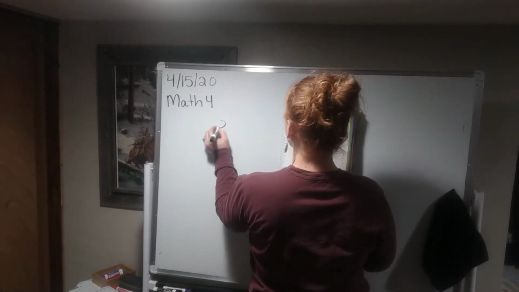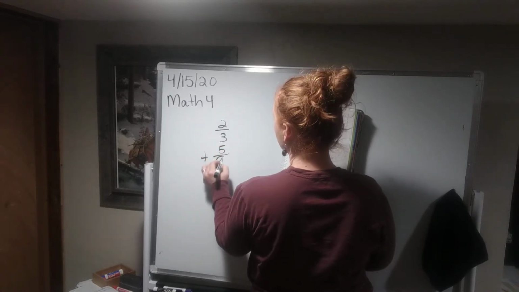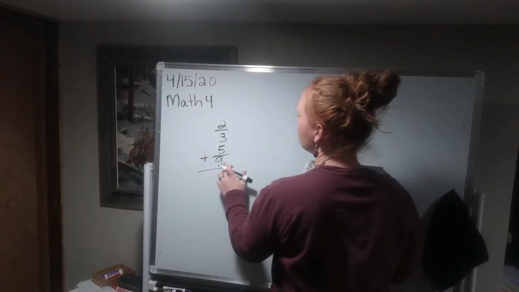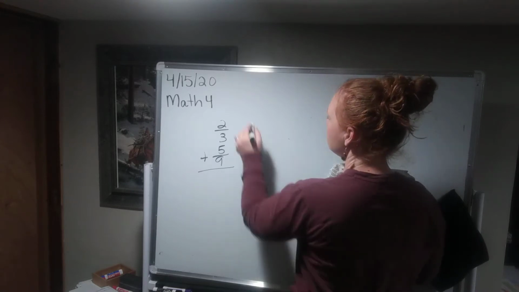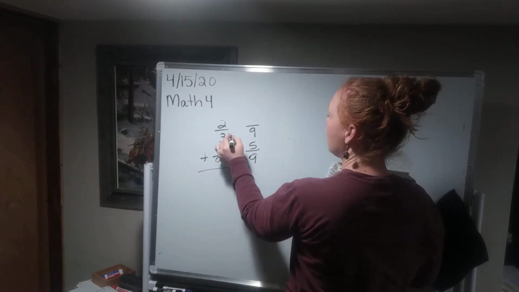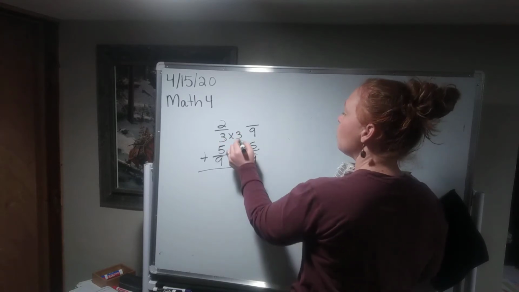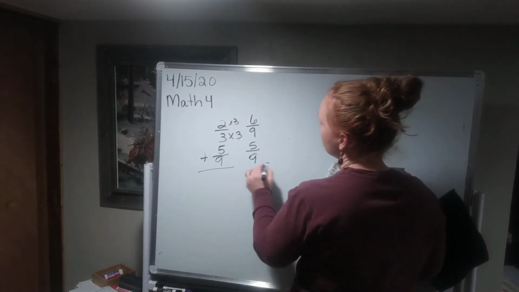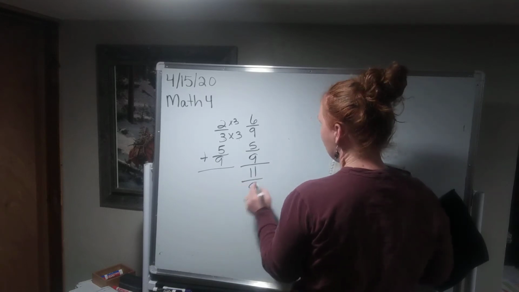So let's look at the first problem, 2/3 plus 5/9. Okay, so in this case, we want to change the denominator to ninths. So I'm going to leave 5/9 the way that it is. Then the 3 I want to make into a 9. So I have to think, 3 times what equals 9? 3 times 3 equals 9. Whatever I do to the bottom, I have to do to the top. 2 times 3 equals 6. So I have 6 plus 5 equals 11 ninths.